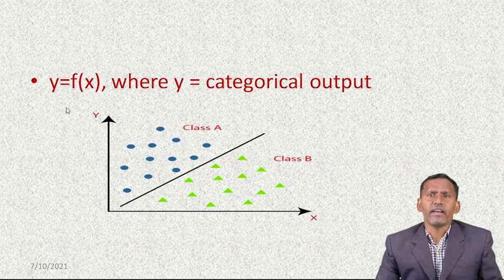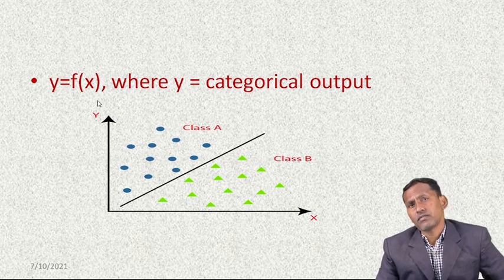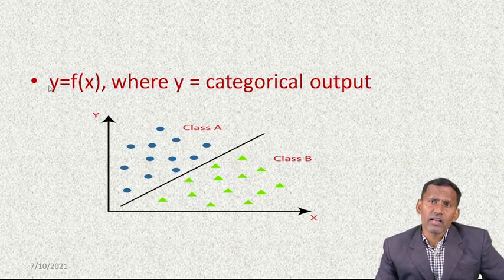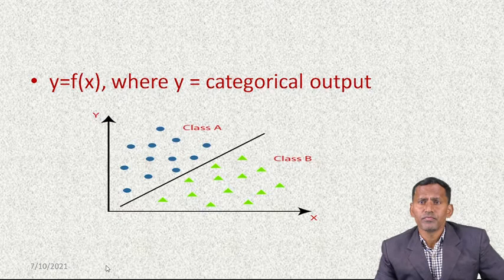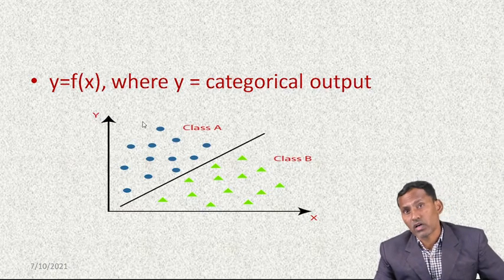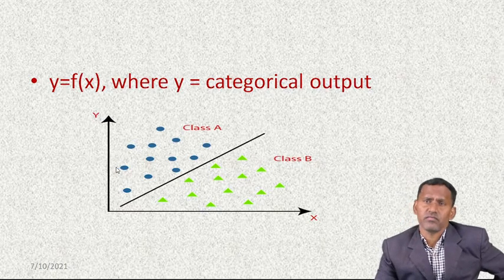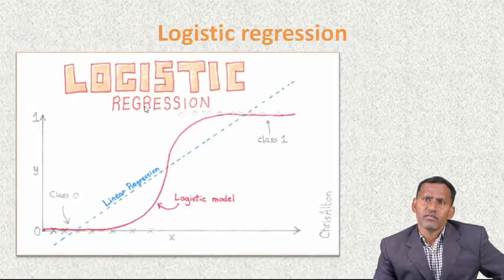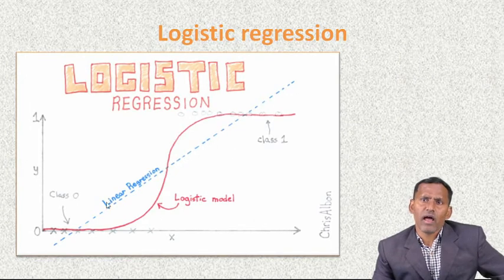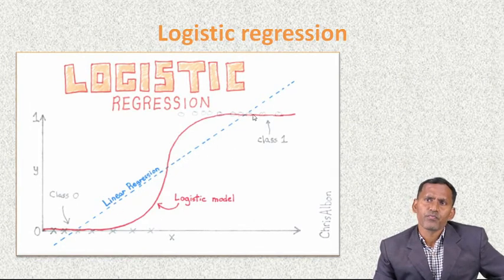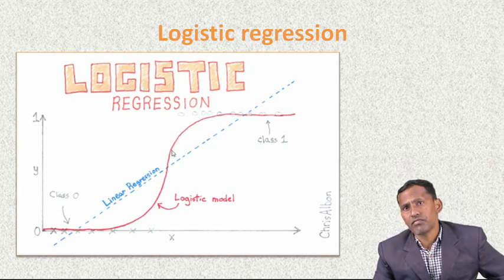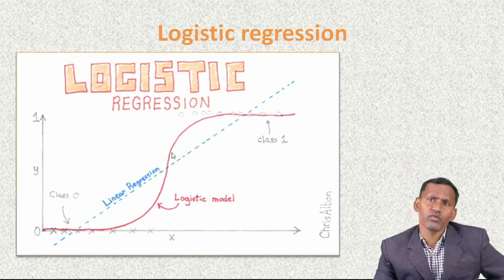So this y is equal to f of x gives us the straight line. After getting this straight line, then what to do? Then we have to convert this straight line into a sigmoid function, an S-shaped curve, by using the sigmoid activation function. This line indicates the line of regression, whereas the red line is the S-shaped curve. This curve will be formed by using the sigmoid activation function.